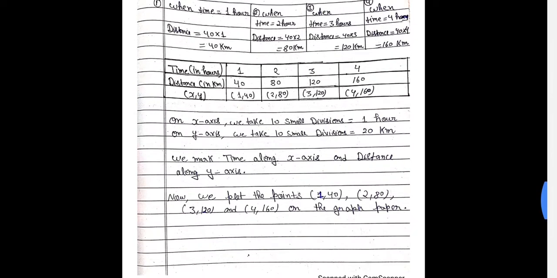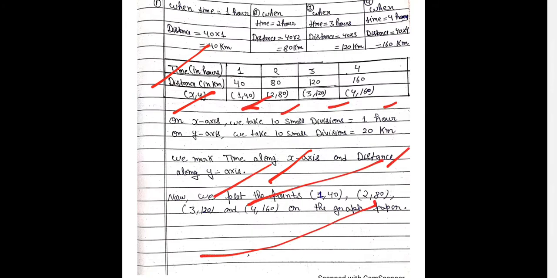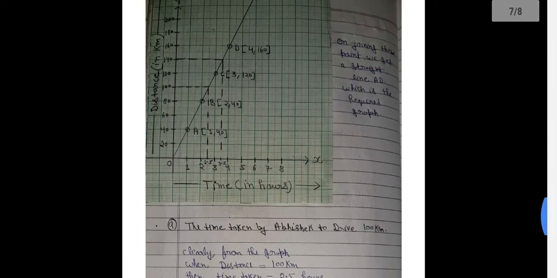First, we mark time along the x-axis and distance along the y-axis, and now plot the points on the graph. All the points are made here. Okay, now draw the graph. Just look at the graph.